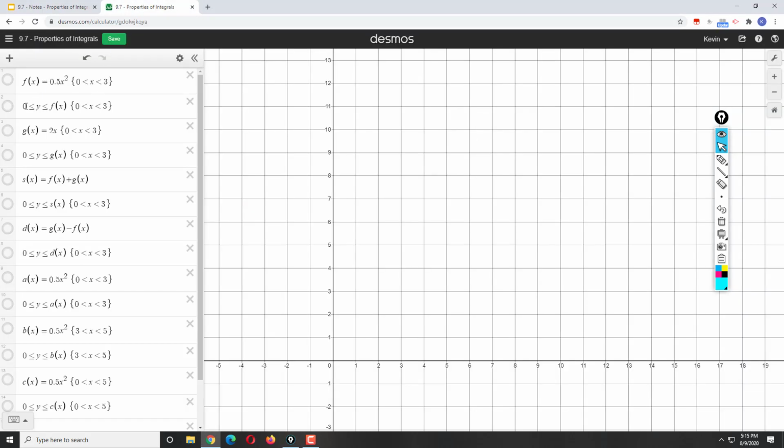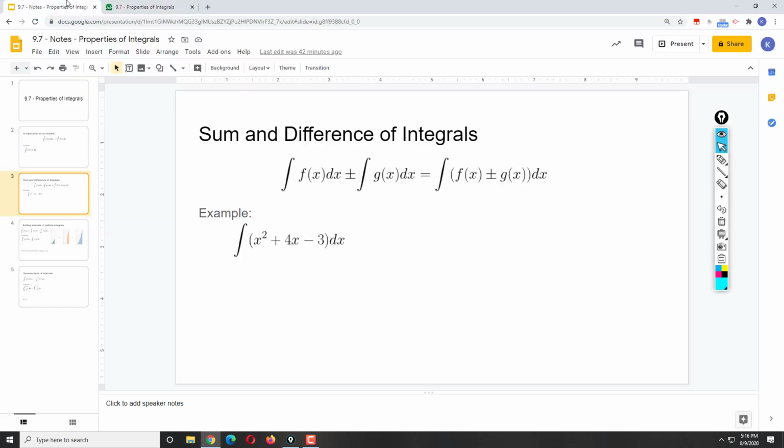Why is that true? Well, here's the integral of f of x. Here's the integral of g of x. F of x plus g of x, well, we're just adding those lines. If here's f of x, here's g of x, when we add them, it just gets larger if they're both positive. So we can always just add the areas. When you add the areas, we get this. So that's why it works.